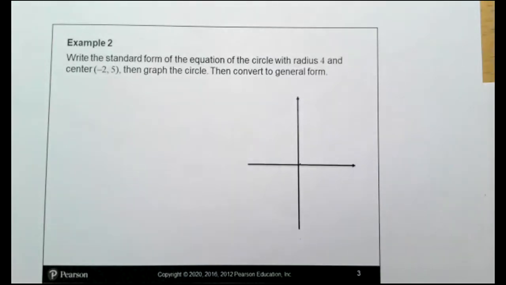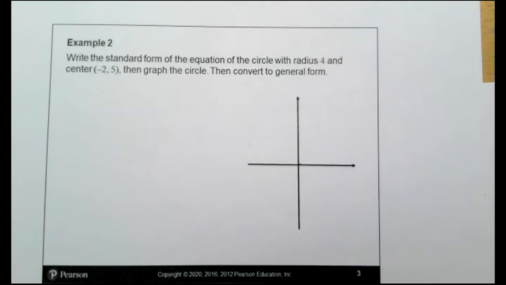So we're just going to do another example. Write the standard form of the equation of the circle with the radius 4 and the center -2, 5, then convert to general form.